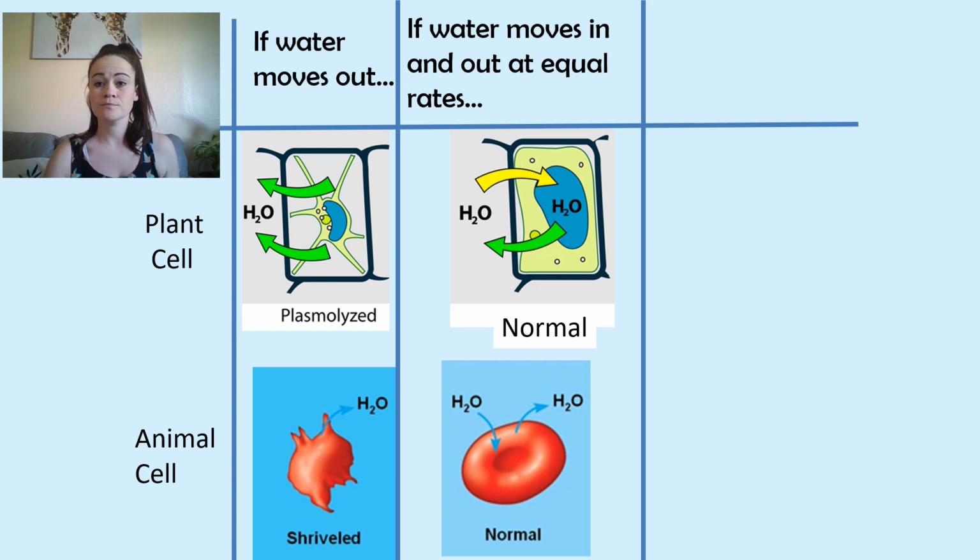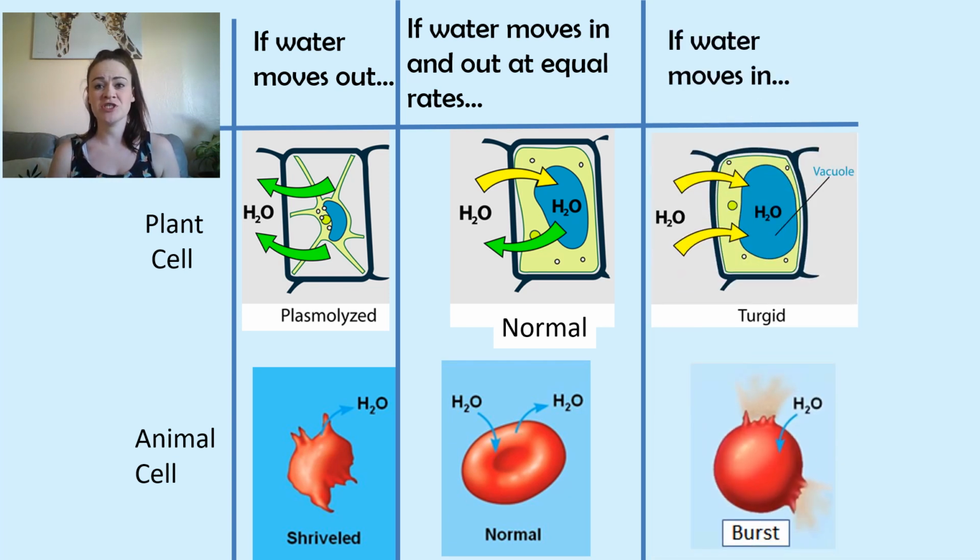Okay. If we've got a situation where water is moving in, so the cell has been placed somewhere with a high concentration of water, meaning that there's more water outside than there is inside, the water is going to move in and our plant cell will become turgid and our animal cell will burst. Now, it's at this point, if you're in class, I'd normally stop this and ask you to take a wee note. So you might want to pause that and do that now.